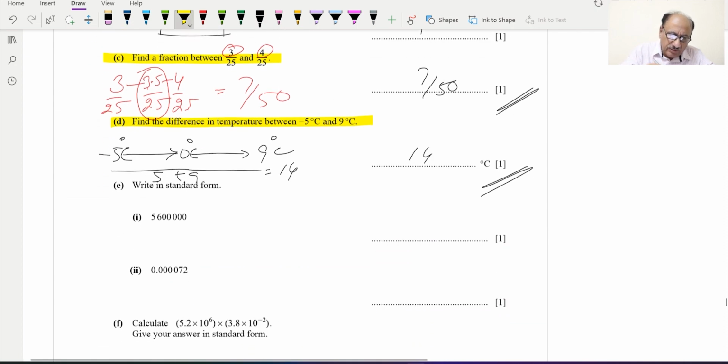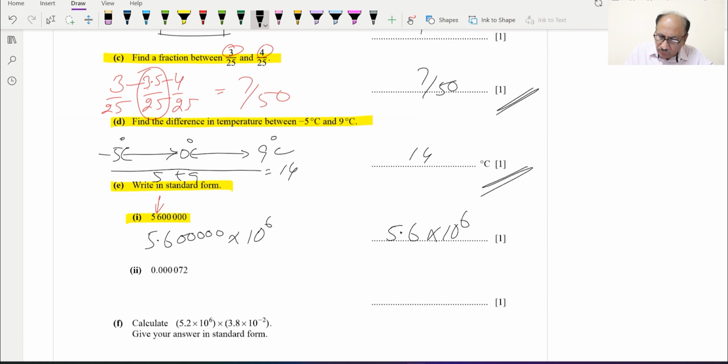Then they're saying write in standard form. In standard form, the decimal is placed after the first non-zero number. So we can write 5.6 into the zeros. How many digits are there after 5 and 6? So 10 raised to the power 6. So the answer will be 5.6 into 10 raised to the power 6. This will be the answer for 1 mark.